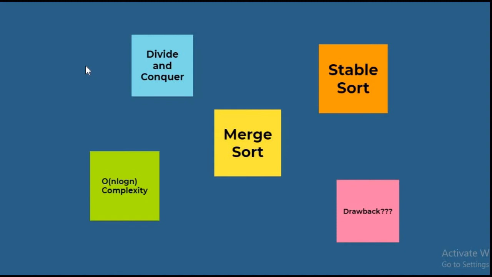Today we are going to study a very interesting sorting technique, which is merge sort. Merge sort provides the complexity of order n log n in the best case, average case and even in the worst case. Merge sort is based on the divide and conquer strategy. That means it divides the problem into various sub-problems and then it gets a solution. That is why it is called a divide and conquer sorting technique. It is also a stable sort technique because it preserves the relative order of equal elements.